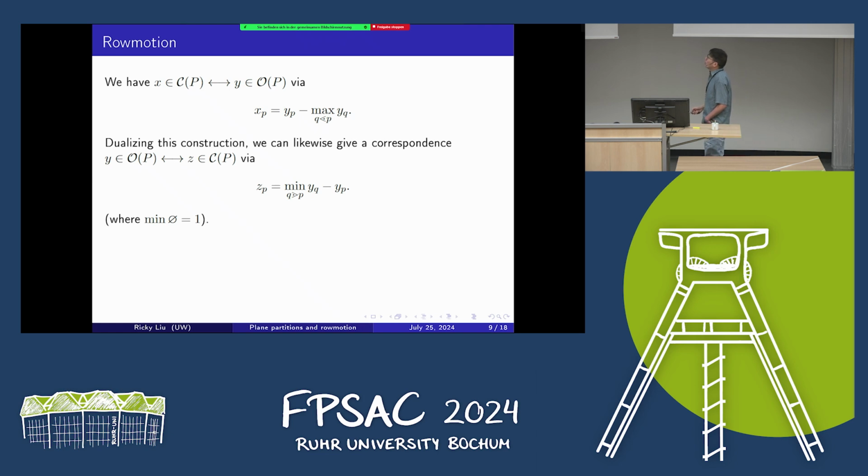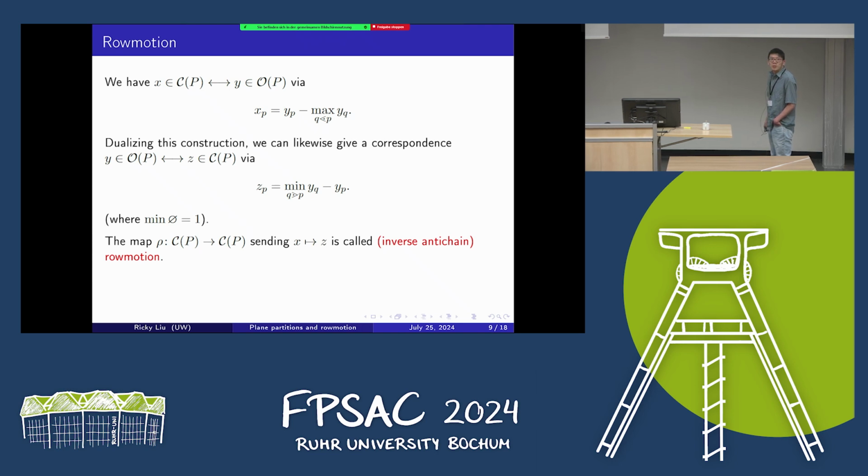And so how are x and z related? Well, the answer is that this is a map which is sometimes called rowmotion. I added some qualifiers here, but I'm just going to take this as the definition of rowmotion for today. So it's the map where you start with a point x in the chain polytope, you go to the order polytope using Stanley's transfer map y, and then you do the dual transfer map to go back to the chain polytope, and you get this point z.